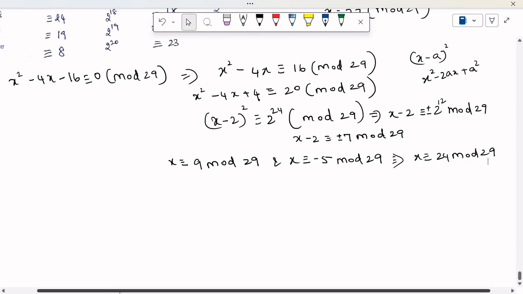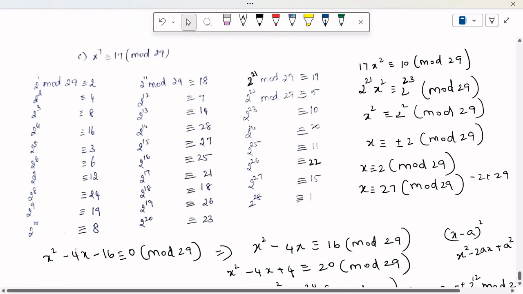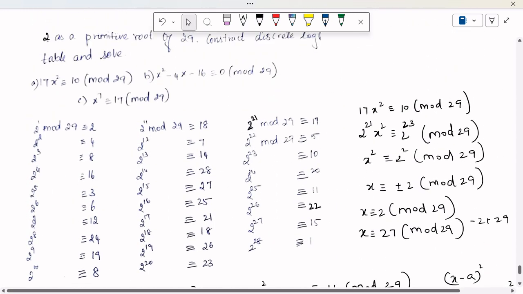Now we can proceed with the next equation. What about the next equation? x power 7 mod 17.